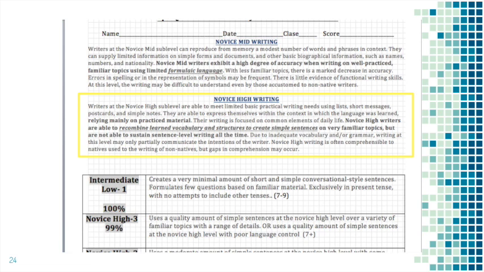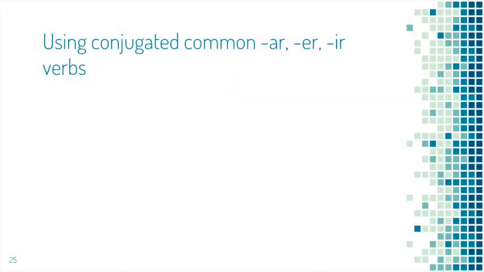So now you're going past just the formulaic, practiced phrases that we do in class, like soy de, tengo however many años, me gusta, le gusta. That's very formulaic and practiced. Now what you're going to do is take the tools that you have and try to recombine them in different ways to create new language. One way you can do that is by using conjugated common AR, ER, or IR verbs.